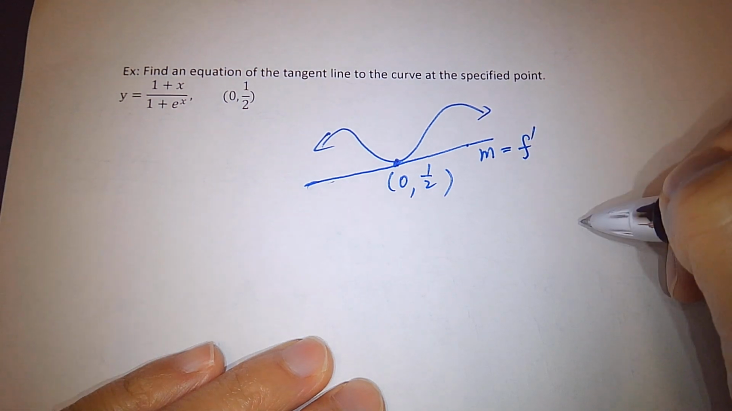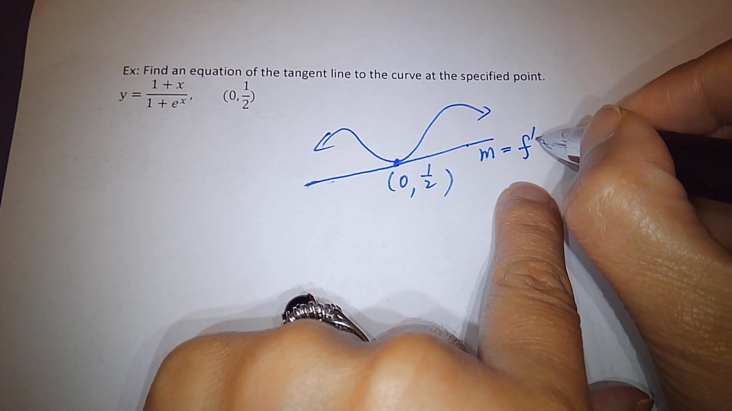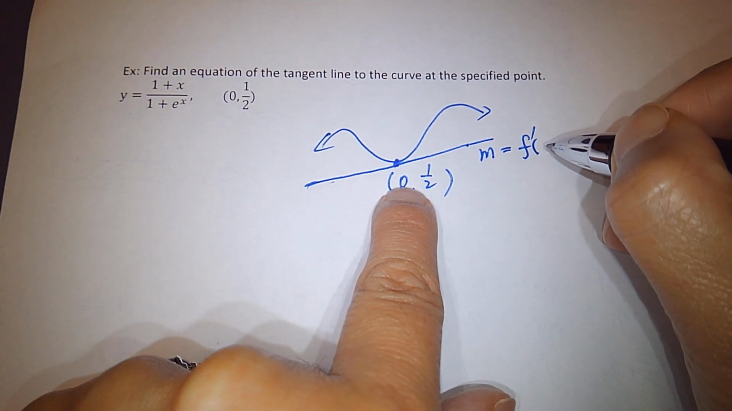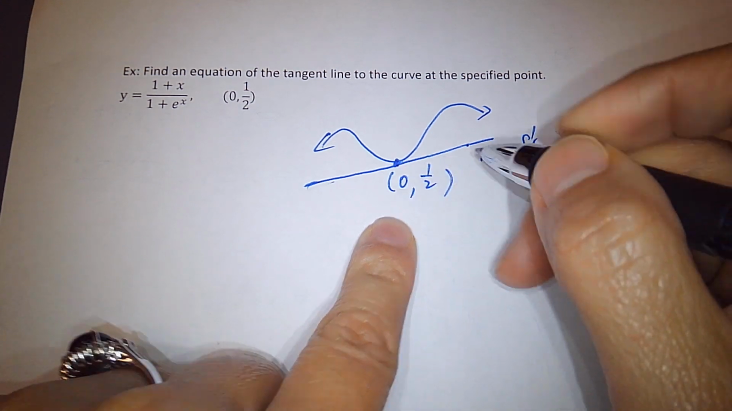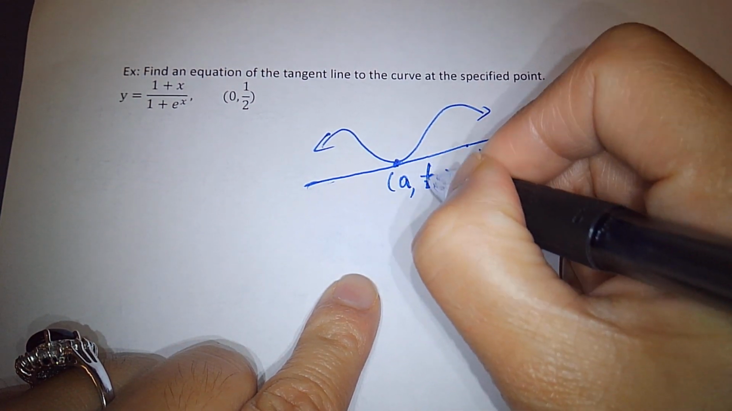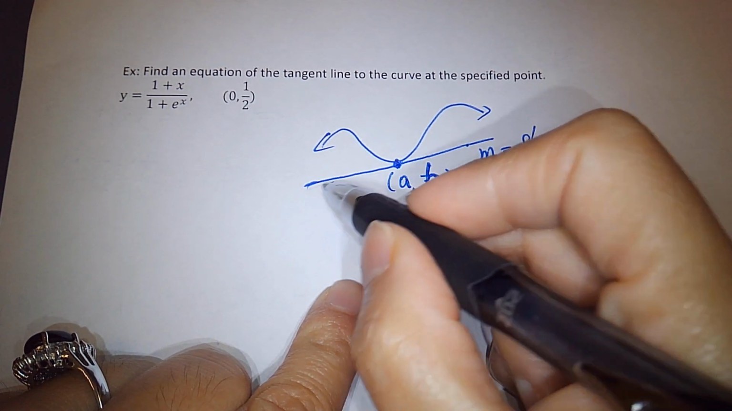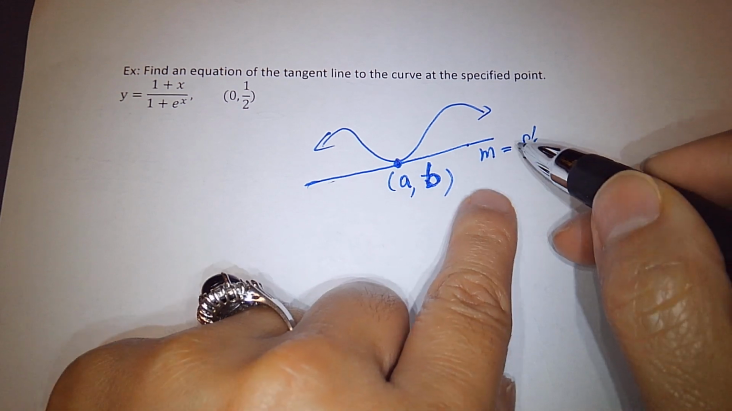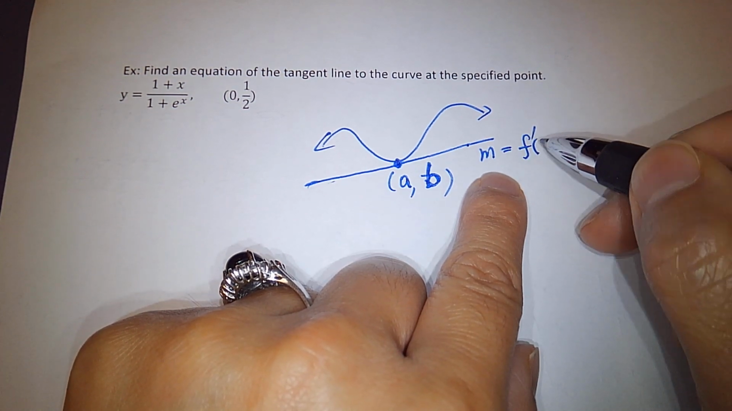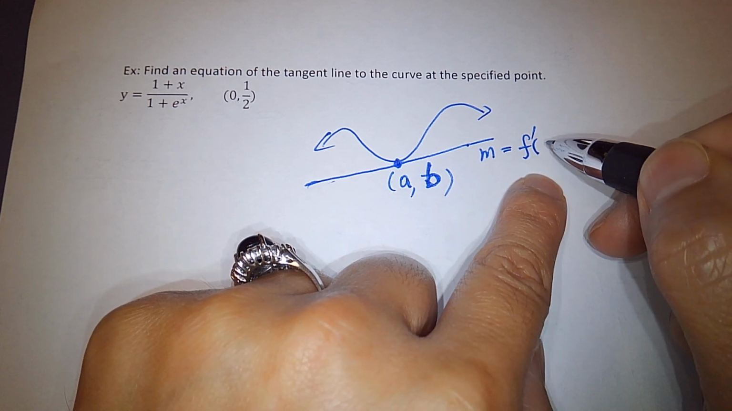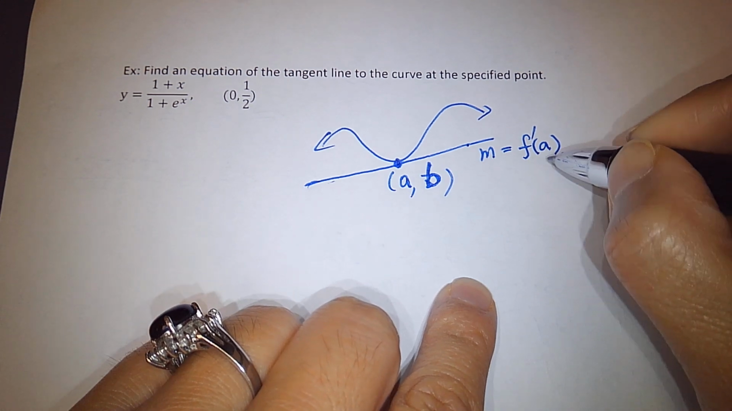It is a derivative of the function at when x equals what? 0. So if this is a and b, in general, we know one point on a straight line. We need to know the slope of the straight line. How to find it out? By differentiating the function and evaluating the derivative at when x equals what? A. So f prime of a.